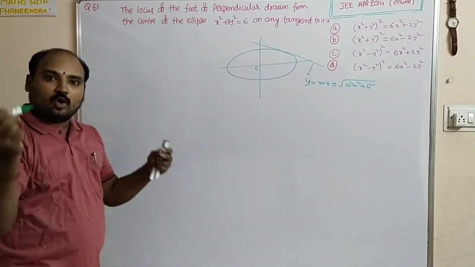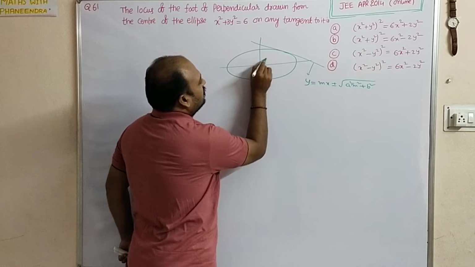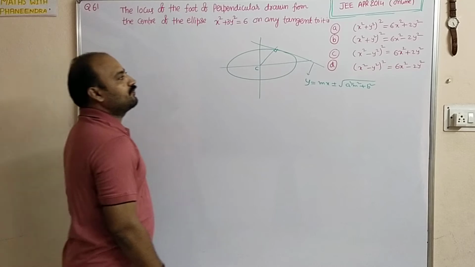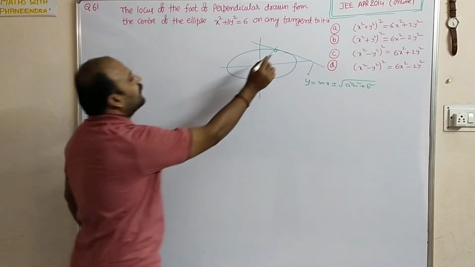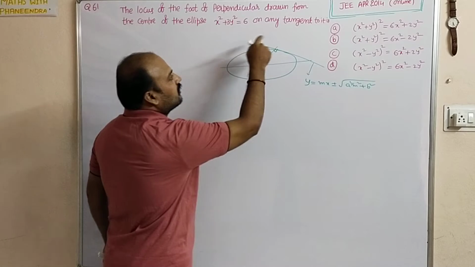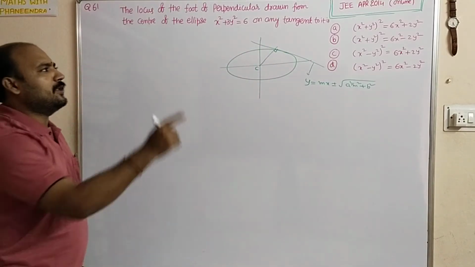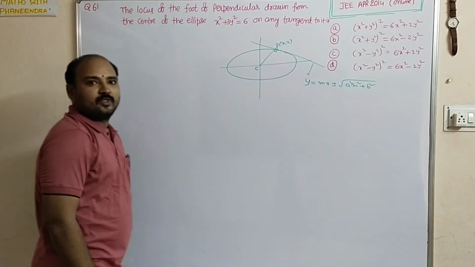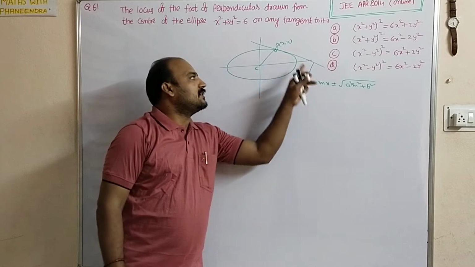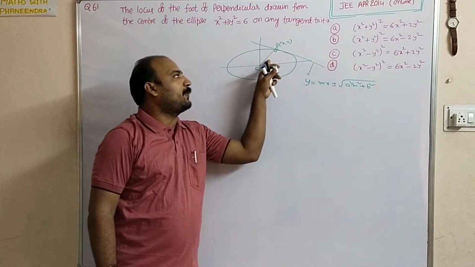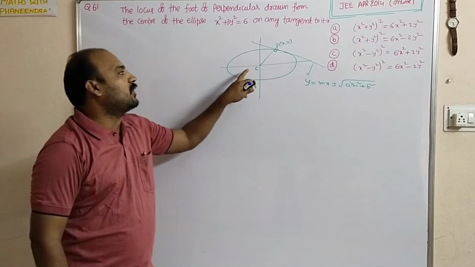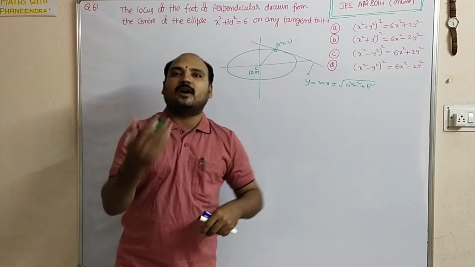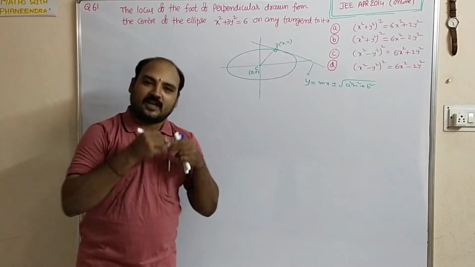Foot of perpendicular drawn from the center. This is foot of perpendicular. It should be perpendicular to the tangent. Here the locus point P of x1, y1, we can assume that. This slope is m, obviously this is perpendicular, so this slope is minus 1 by m, and passing through the center you will get another equation. Simplify the two equations and you will get the answer. It will take much time to do that step.